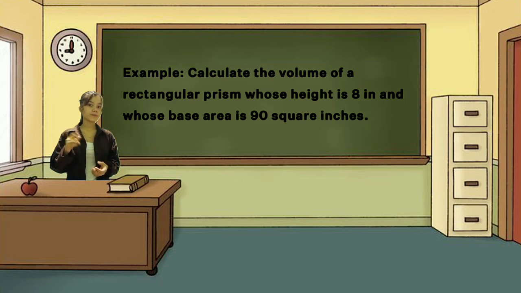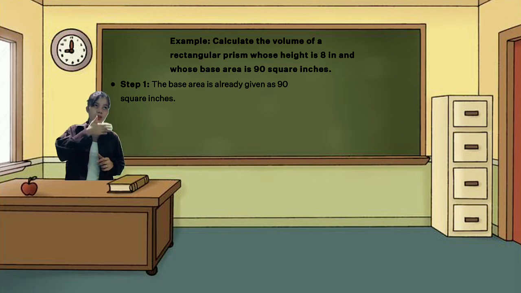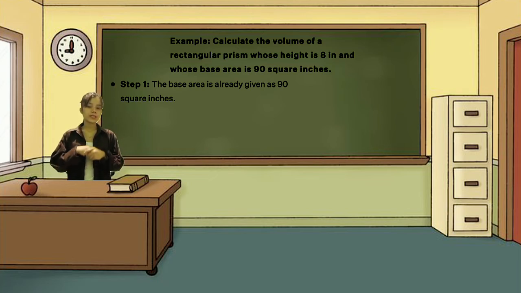So, step 1, the base area is already given as 90 square inches. So we don't need to find it, because the base area is already given, which is 90 square inches. Step 2, the height of the prism is 8 inches. So it is already given also.